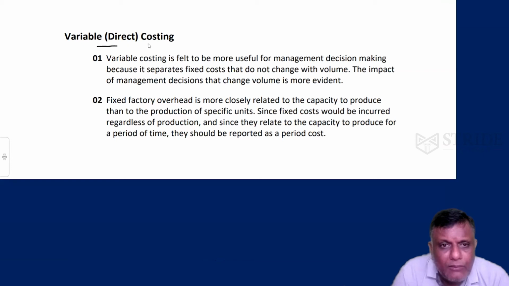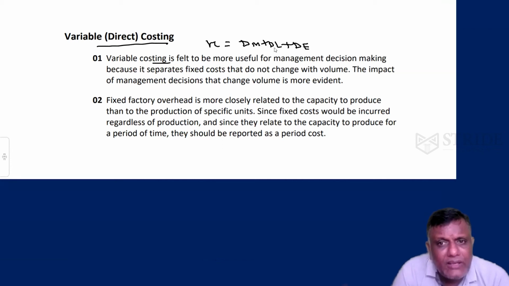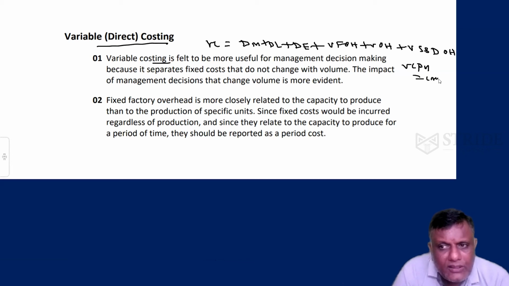Next, variable or direct costing. Variable costing is nothing but direct material, direct labor, direct expenses. Generally they are called variable. Similarly, variable overheads: variable factory overheads, variable office overheads, variable selling and distribution overheads. They are all variable cost. So variable cost per unit is always going to be constant.